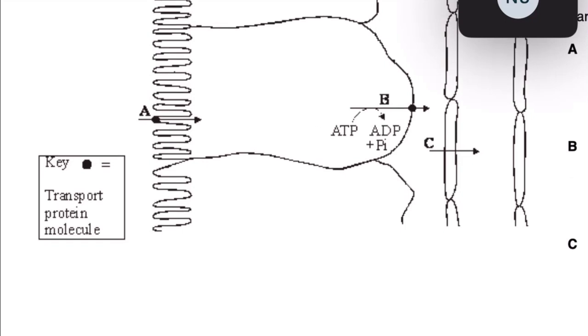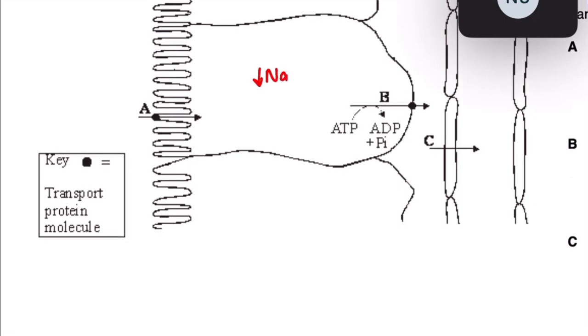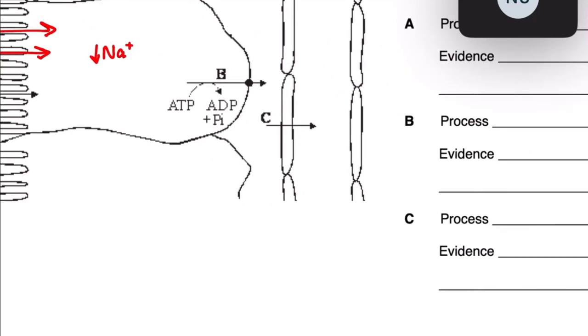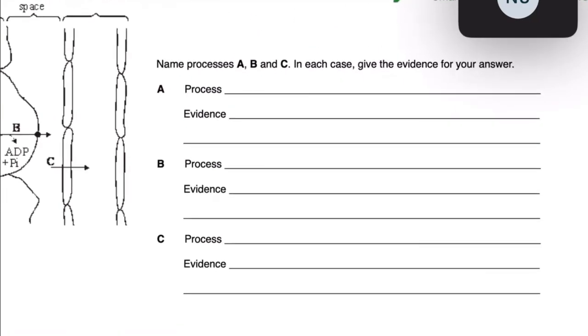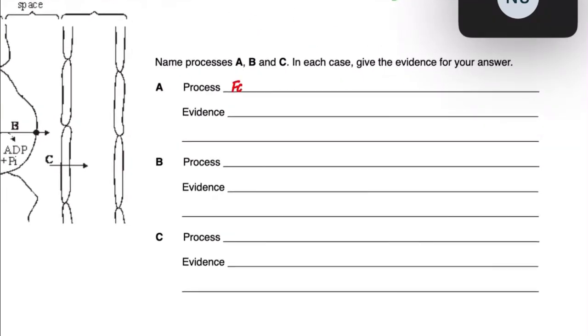So remember, you've got a lower sodium ion concentration over here because sodium ions have been actively transported out of this wall of the small intestine. There's a high sodium ion concentration over here. And what's going to happen is that sodium ions are going to move across into this space and they're going to take a molecule of glucose or amino acid with them. So the process for A is going to be facilitated diffusion.